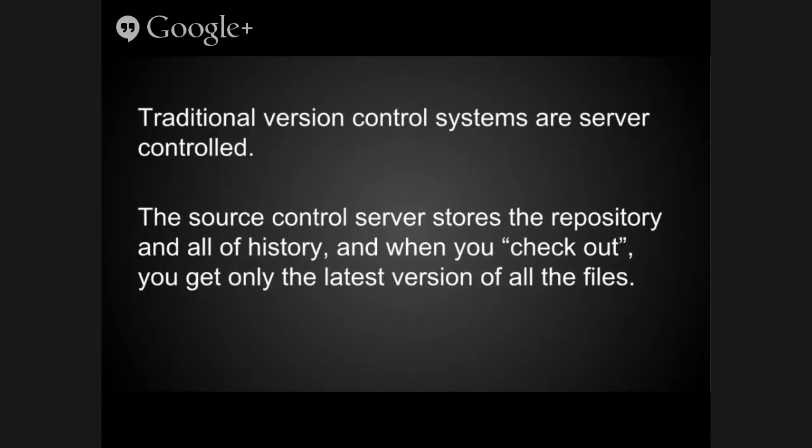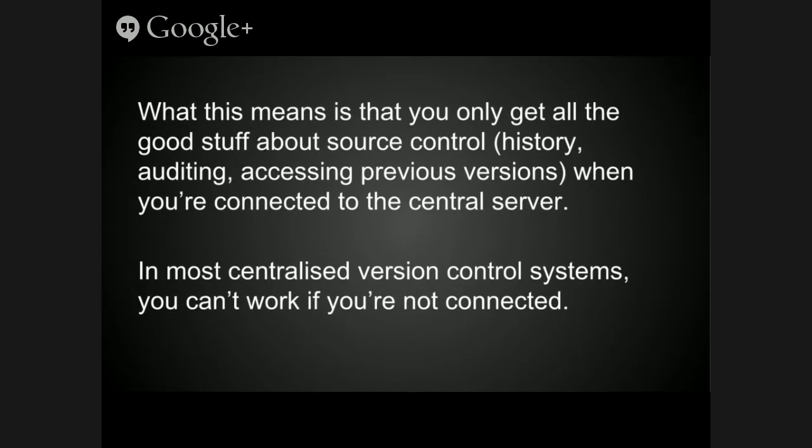So traditional version control systems are server controlled, and when you check out, you only get the latest version of all the files. What this means is you only get the good stuff about source control when you're connected to the server. So if you're on a plane or on a train or at home and want to see why the file on your laptop has a certain change in it, well, you've got to wait till you turn up to the office the next day, the next week, the next month. You can't really work disconnected, and it's a bit of a painful experience if you ever try.